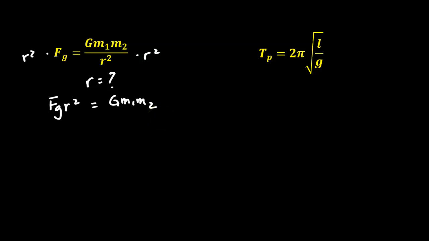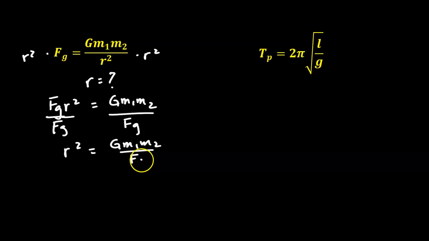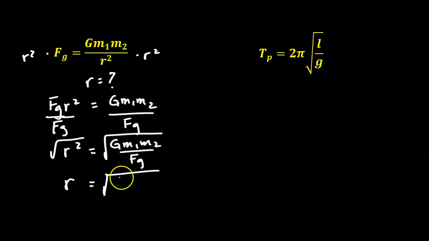Next, I want to get the r squared by itself, so I'm going to divide both sides by fg. That leaves me with r squared is equal to big G times m1, m2 divided by fg. And then to undo the squared here, I'm just going to square root both sides, and that gives me r is equal to square root big G times m1, m2 divided by fg.